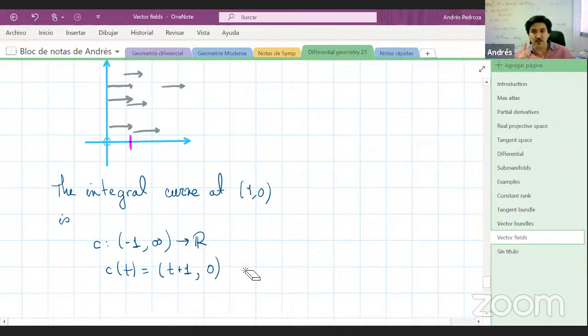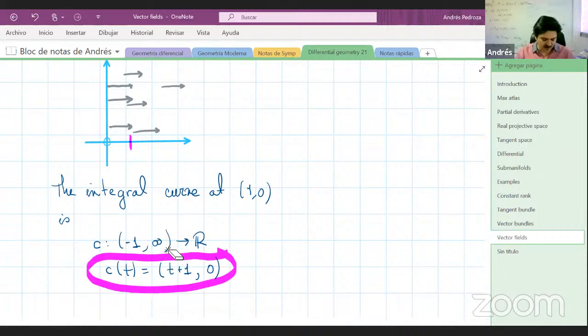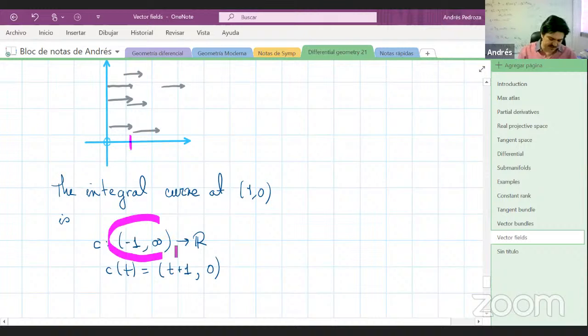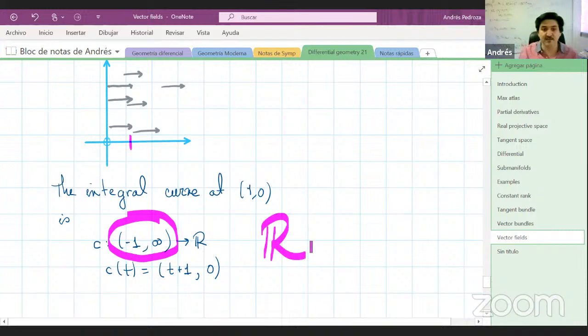But what I would like to stress is the domain of T, which is no longer R. The domain is this as opposed to all of the reals that we had before. And the reason is very simple. The domain of that function, you cannot increase it because otherwise it will hit the origin, and that's not part of the manifold. Okay?